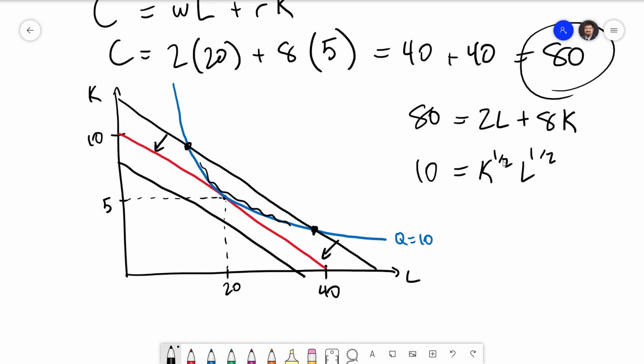So that would be great, but unfortunately, those points do not produce enough output. Those points all lie on lower isoquants than our Q equals 10 one. So those are not going to work either. And so we're going to end up with this cost minimizing point, 5 and 20 in our case, where the isoquant is tangent to the isocost. Hopefully you are seeing the parallels between this and utility maximization that we've done before.